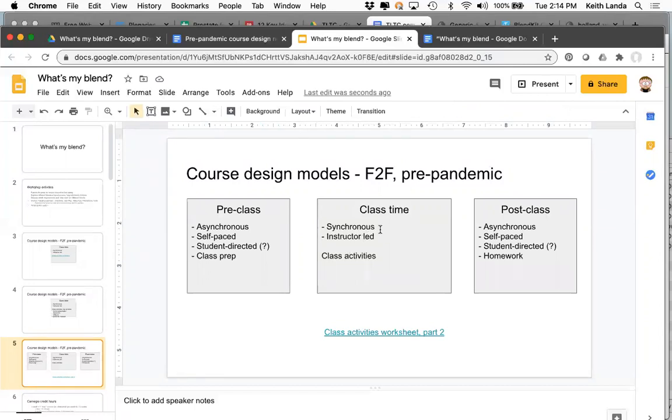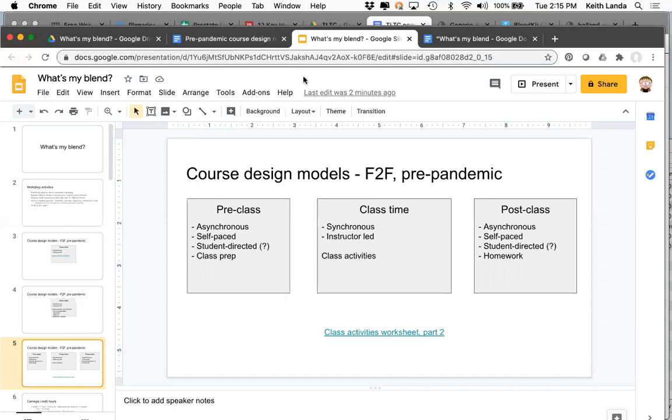And whereas by definition the class times are synchronous, these out of class activities are almost by definition asynchronous. They need to be self-paced on the part of the students. Students aren't expected to do, within certain limits, particular pre-class activities at a particular time on a particular day. They are to some extent student-directed, although of course we say, please do this reading by this time, and we have these assignments or whatever homework that are due at other times.